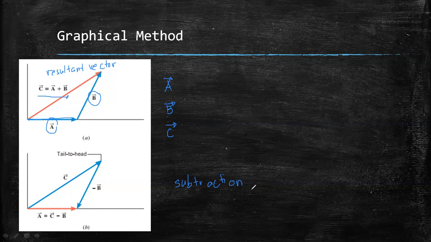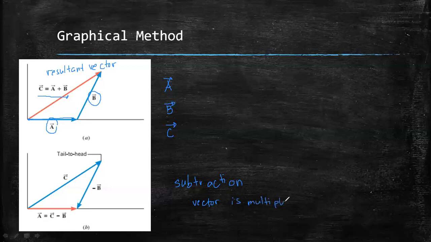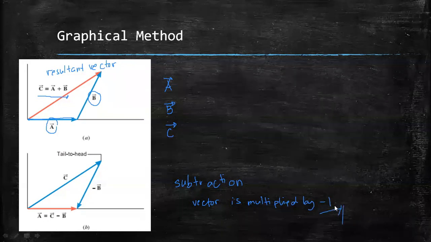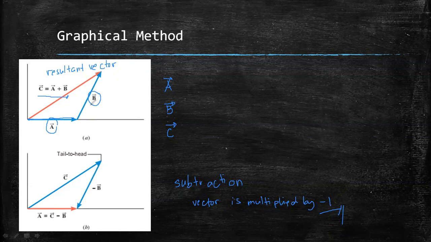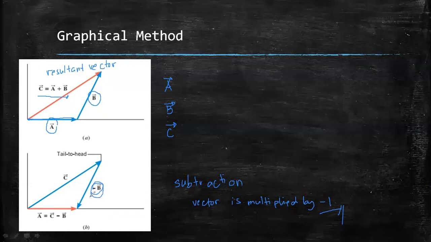Also, when we do vector subtraction, that means we're multiplying the vector by negative 1, which means negative denotes opposite direction. Again, back to the figure, we can see in the first figure, vector B is going upward. And now, in the second figure, we subtract vector B with the same magnitude, but this time, we multiply the vector by negative 1, which makes the direction opposite.